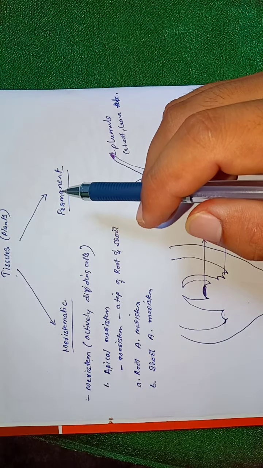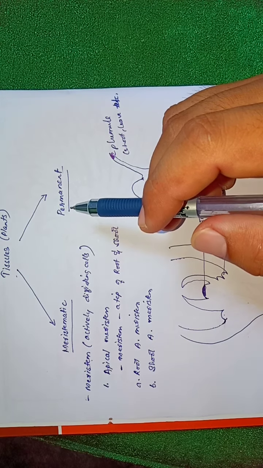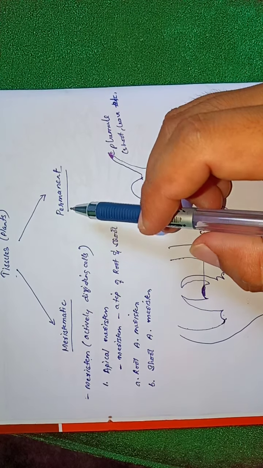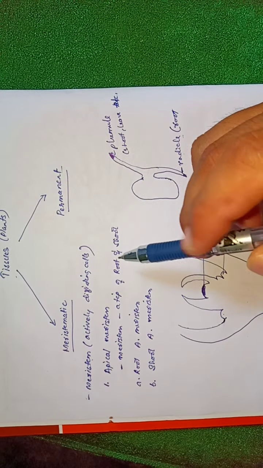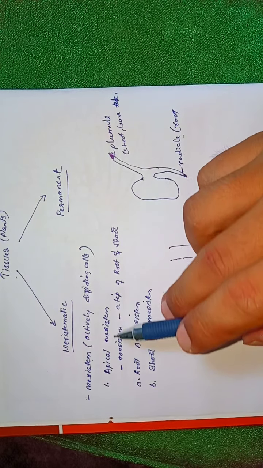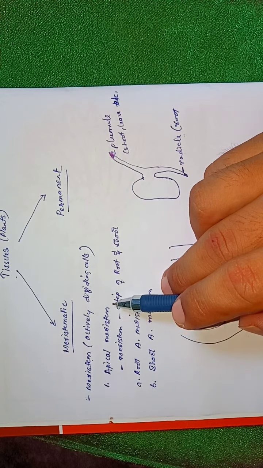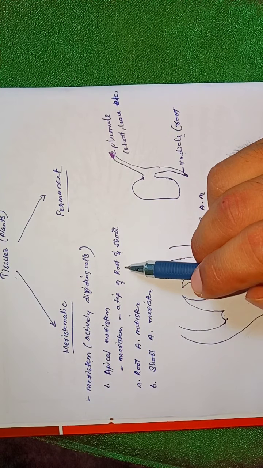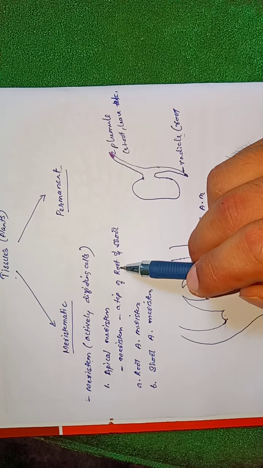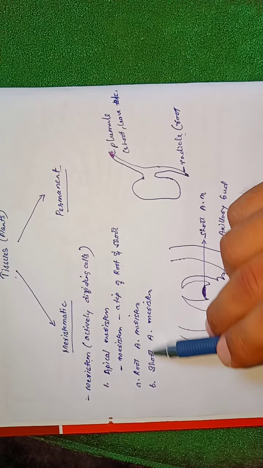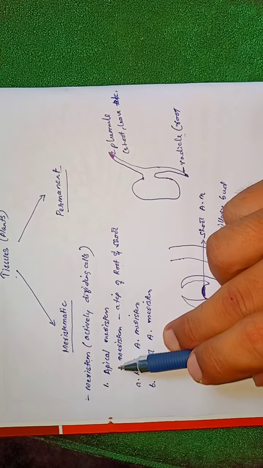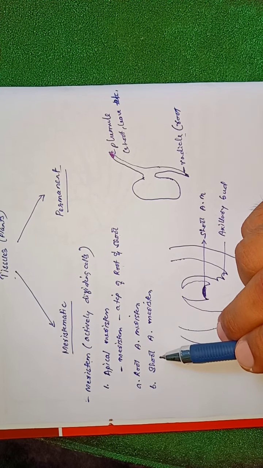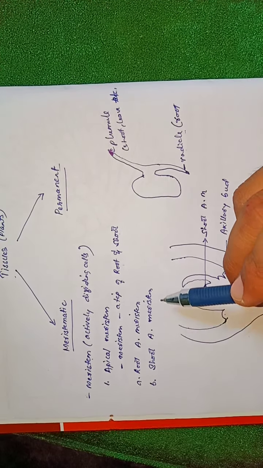The apical meristems. In plants, different types of meristems are found. The meristems which occur at the tip of the root and shoot are called the apical meristems. So the meristem occurring at the tip is called the apical meristem. Those meristems found at the root tip are called the root apical meristem, and the apical meristem occurring at the tip of the shoot is called the shoot apical meristem.